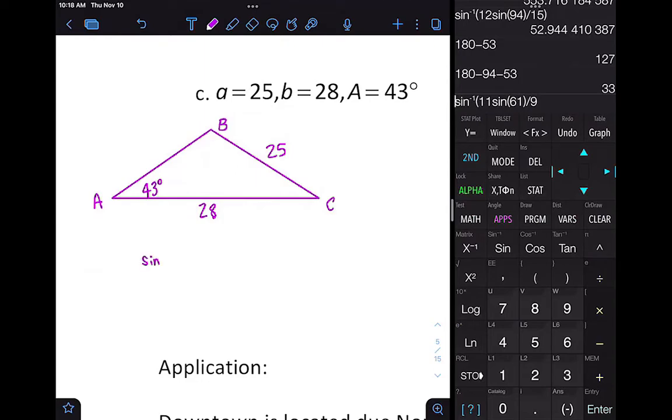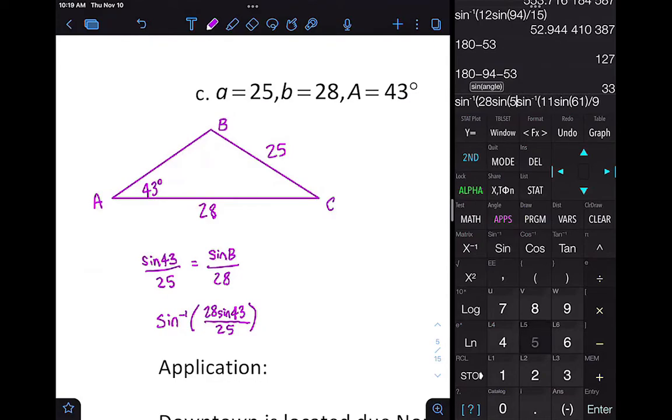And then now let's write the law of sines there. So sine 43 over 25, and then this will equal sine of B over 28. Okay, and then hopefully y'all are starting to catch along here. What you actually type in this calculator is 28 times sine of 43, because those are across from each other. And then you would need to eventually divide by 25 right there. And then we're going to sine inverse that whole thing.